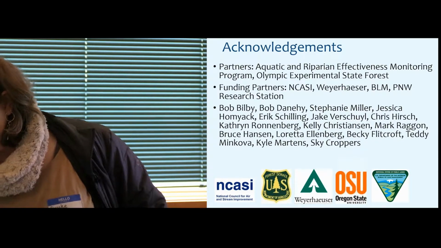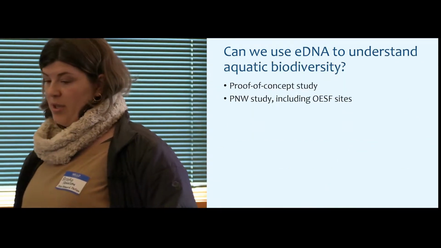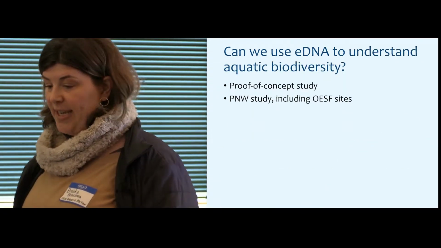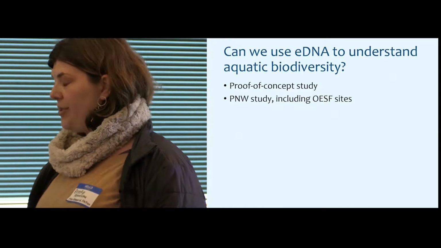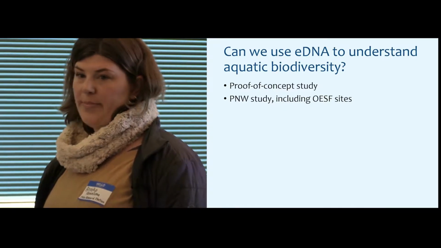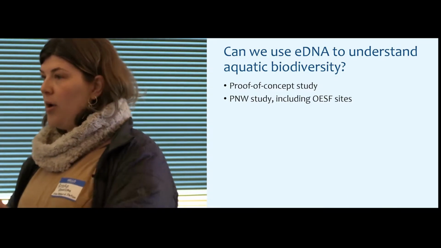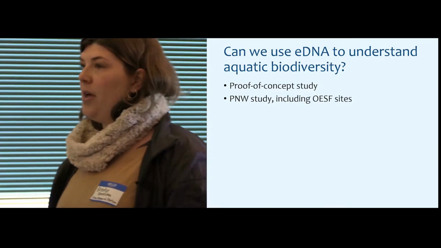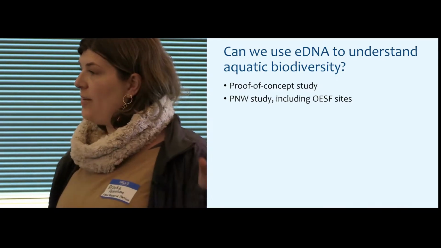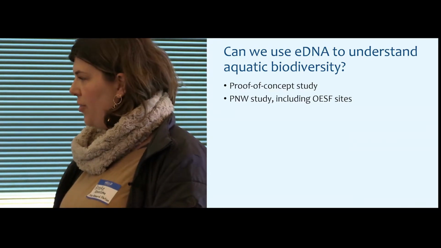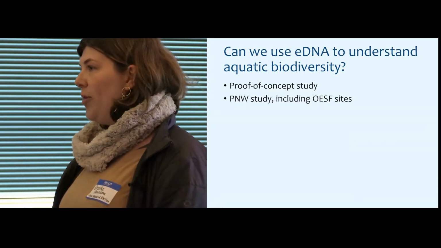complete this. Today I'm going to be talking about how we can use eDNA to understand aquatic biodiversity in our streams. So first I'm going to present a proof of concept study, and then I'm going to talk about a broader scale study across the whole Pacific Northwest, so the west side of Washington, Oregon, and Northern California, and that's where our sampling in OESF comes in.